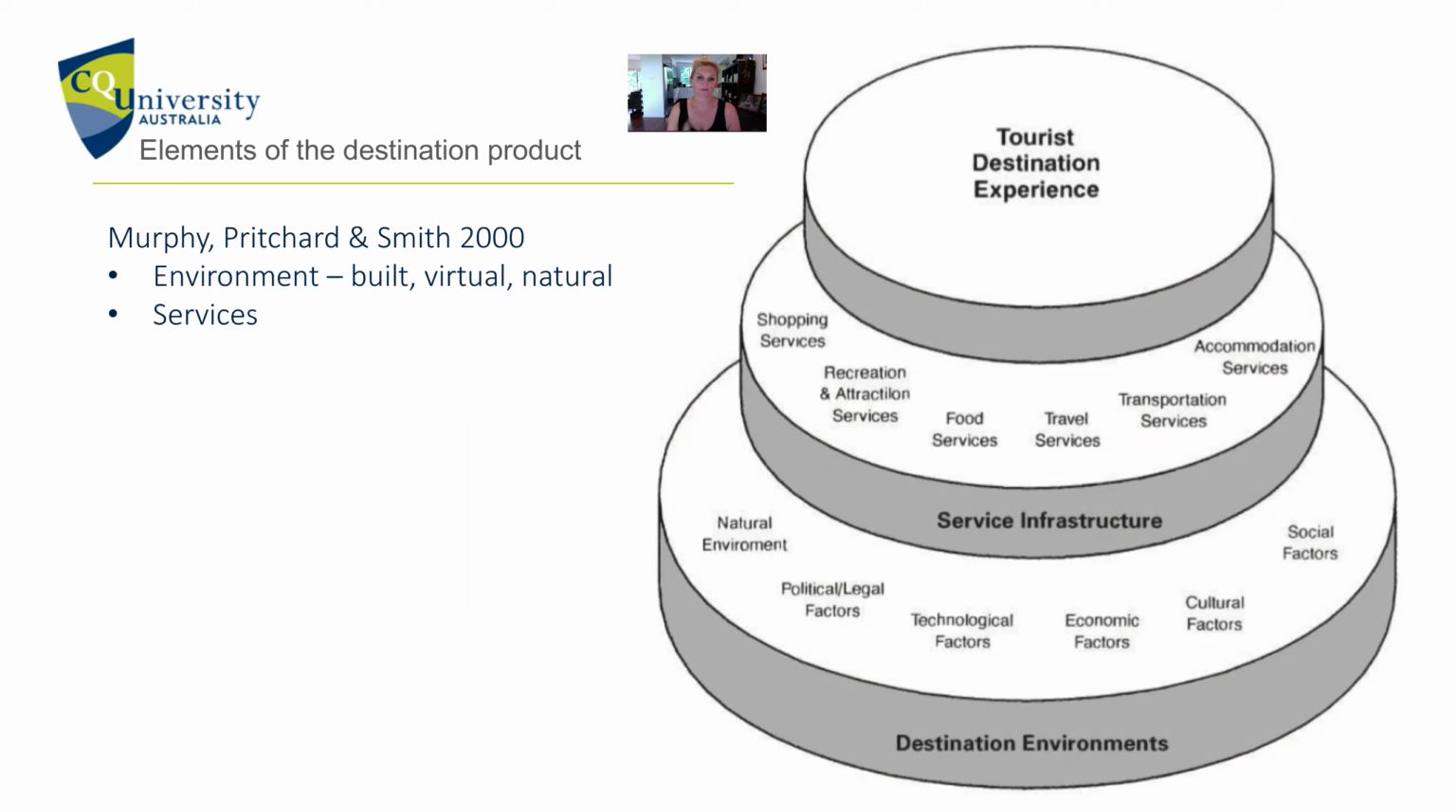And that's shopping services, recreation and attraction services, food, travel, transportation and accommodation. And it's these things combined that create the cake, as you like kind of think it looks like a cake, that create the actual tourist destination experience. And I find that really valuable to think about breaking down when I'm thinking about what a destination actually is and how it works.